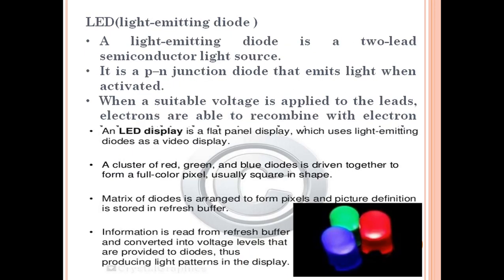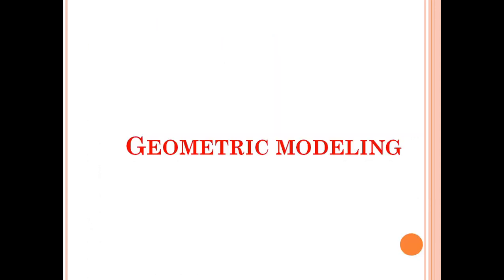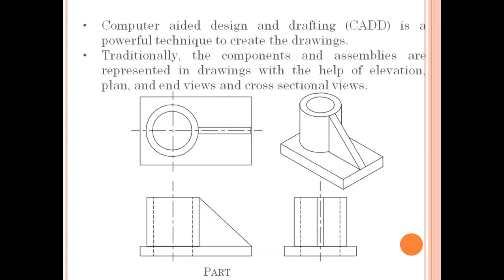LED, light emitting diode. It's a diode. It is a two-lead semiconductor light source, with P and N junctions. When that P and N junction activates for the light emitting diode, there is a pixel, and then a square in the shape. This is geometrical modeling for geometrical purposes: front, top, right side view, how to evaluate the end cross section, all those things.